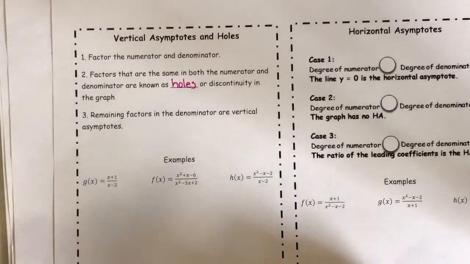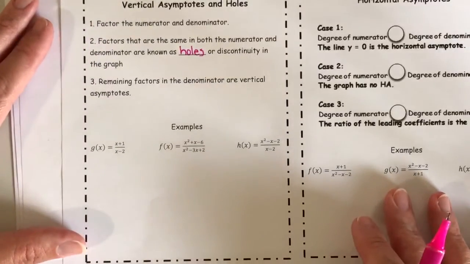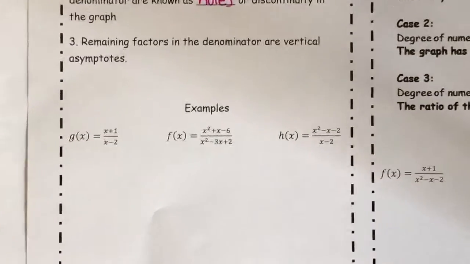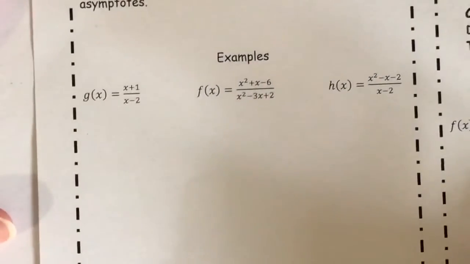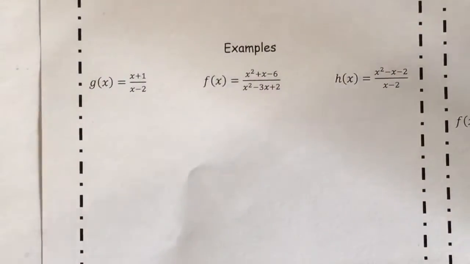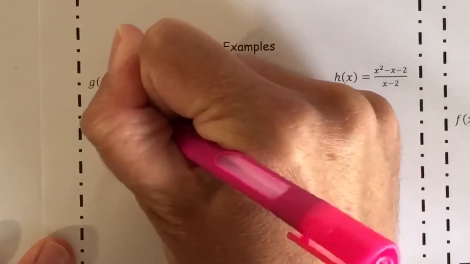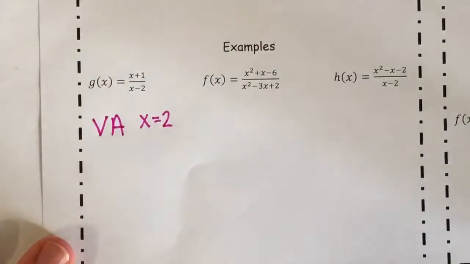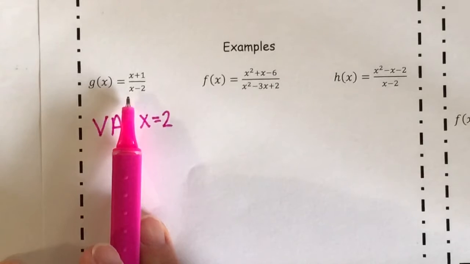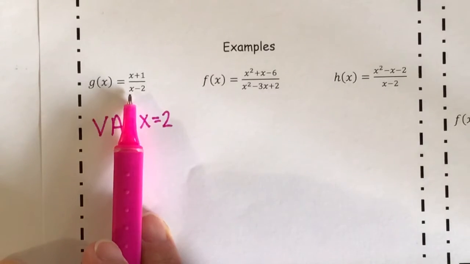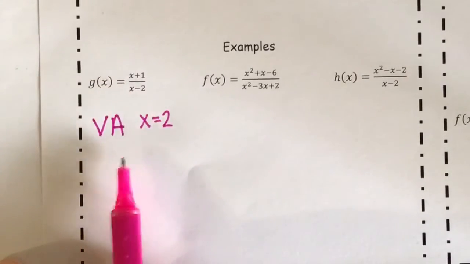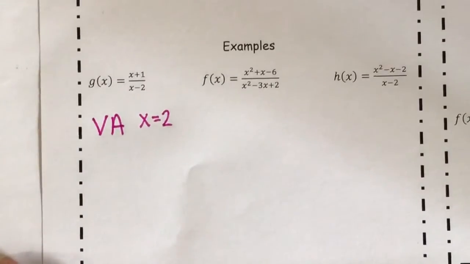So let's look at these 3 examples. In this first example, x plus 1 over x minus 2, I can't simplify this. Because I can't simplify this function, there are no identical factors in the top and the bottom, so we have a vertical asymptote at x is equal to 2. Remember, 2 is the number that if I plug into that function, 2 take away 2 is going to give me 0. So I have a vertical asymptote at 2.